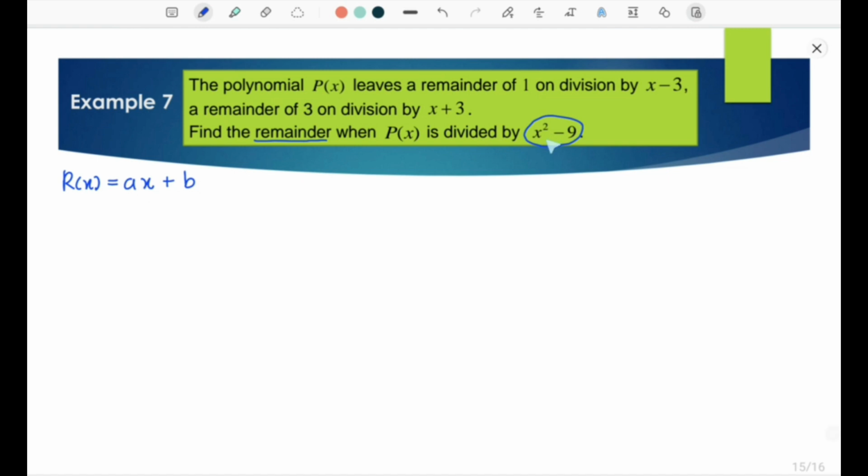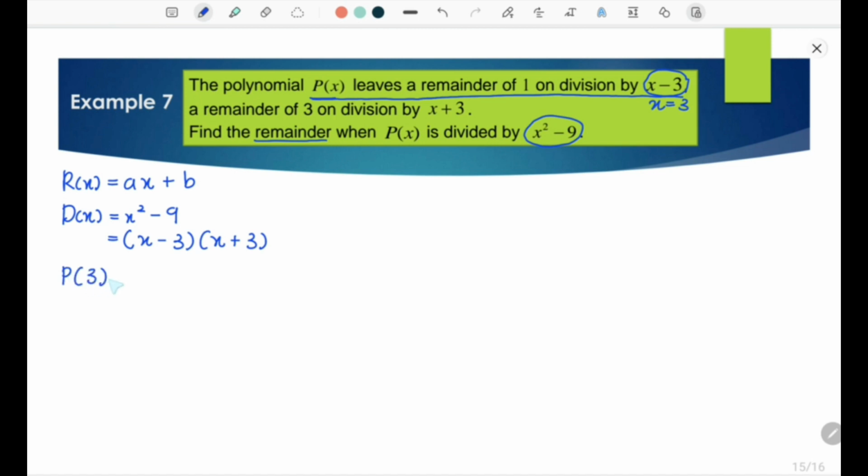First, I'm going to factorize this divisor. So we have d(x) equal to x squared minus 9 equal to x minus 3 times x plus 3. For x minus 3, we are going to refer to this information, which is p(x) leaves a remainder of 1 on division by x minus 3. For divisor x minus 3, we have x equal to 3. By applying the remainder theorems, we know that p(3) equal to r(3), which is 1, since the remainder is 1.